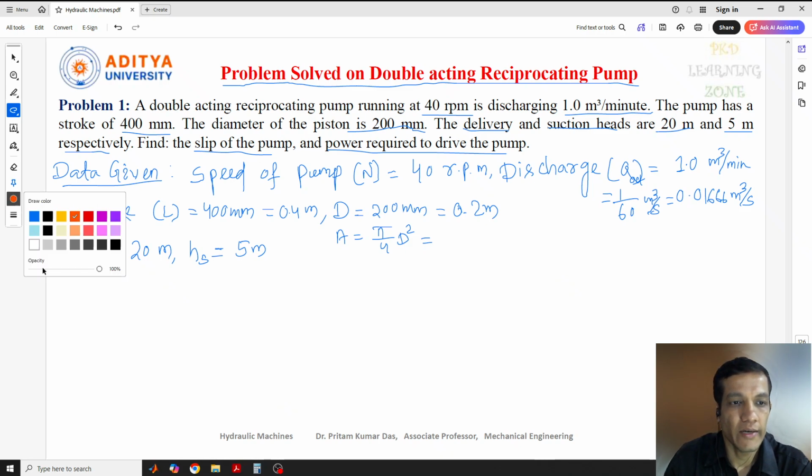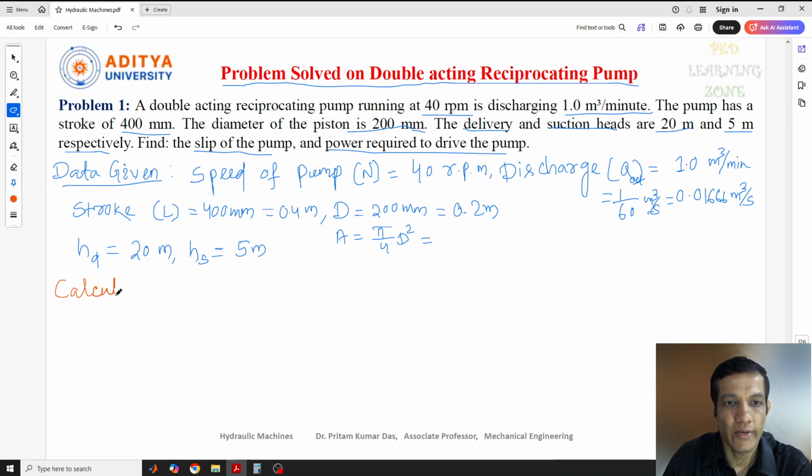And what you need to calculate: the calculation part has only two things. One is slip, another one is power required. The first one is slip. We know the formula is very simple: it is the difference between the theoretical discharge minus the actual discharge. This is the slip formula.